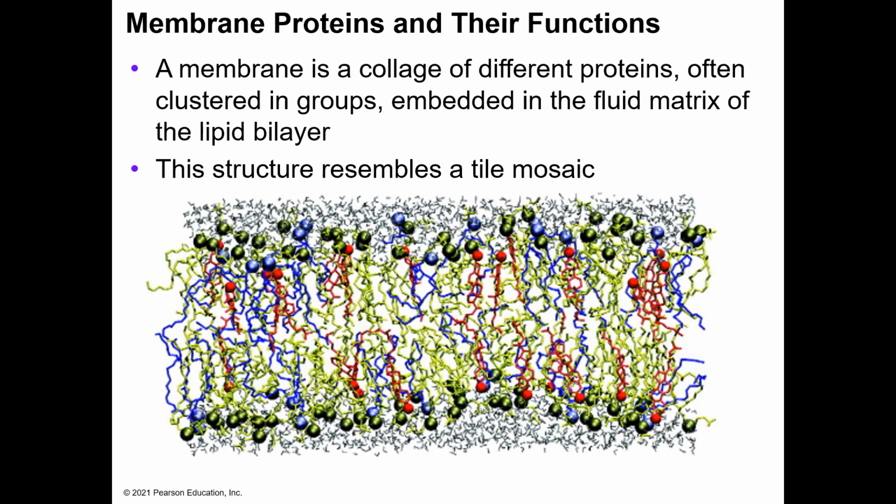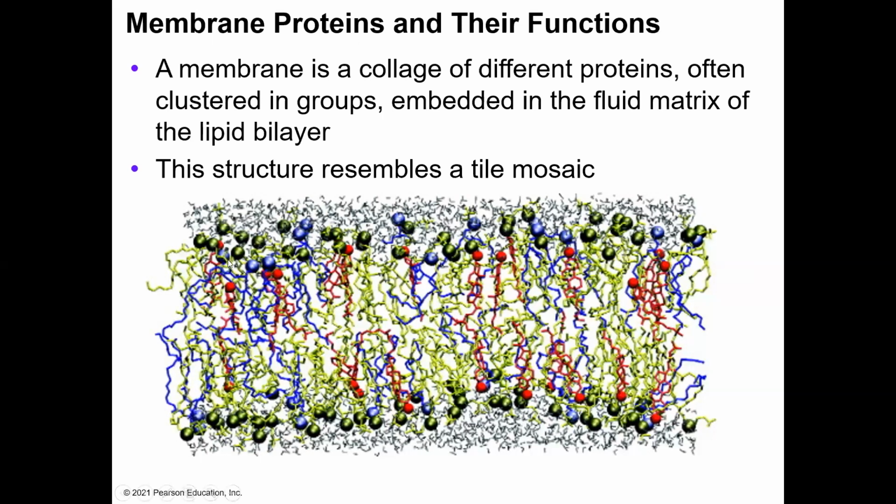The phospholipid bilayer is also composed of the membrane proteins, and their functions are super important. So a membrane is a collage of different proteins that are often clustered in groups because they're searching for signals. They're embedded in the fluid matrix. So this structure resembles a tile mosaic.